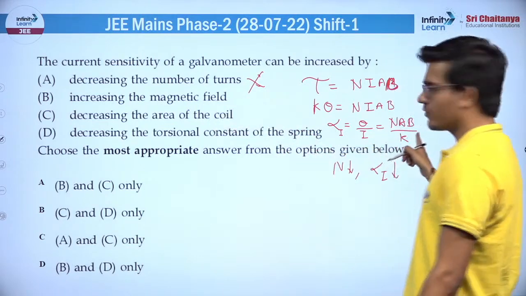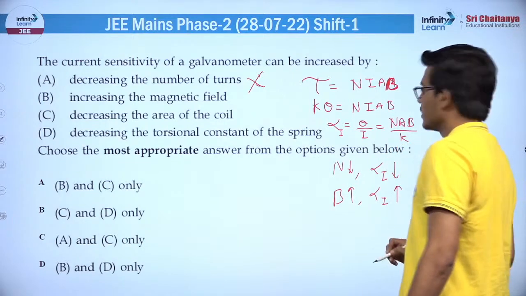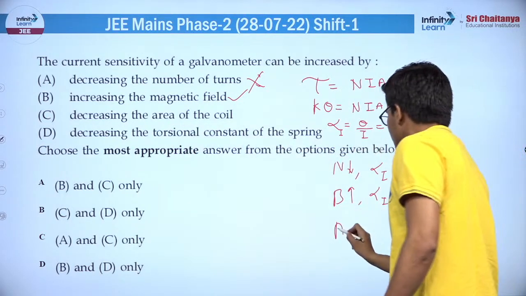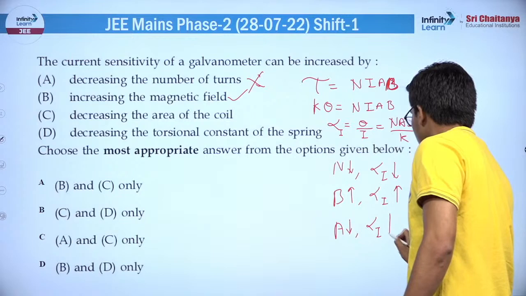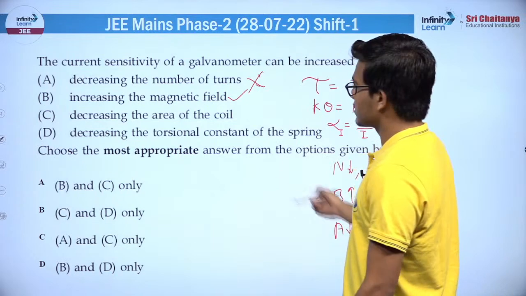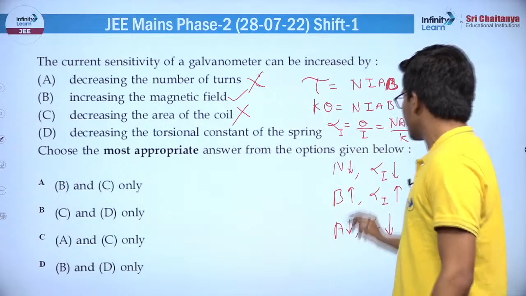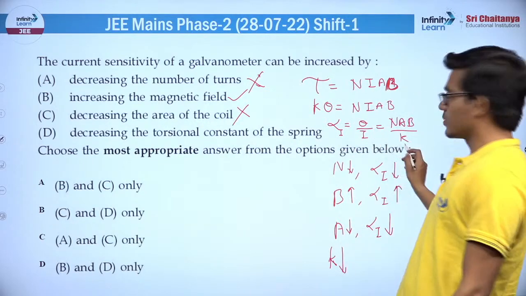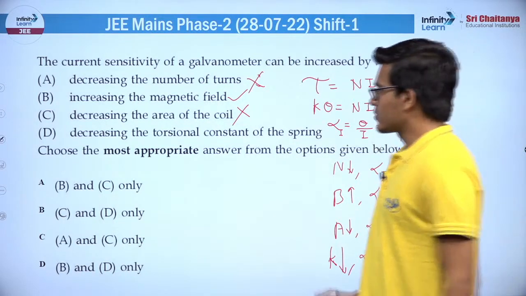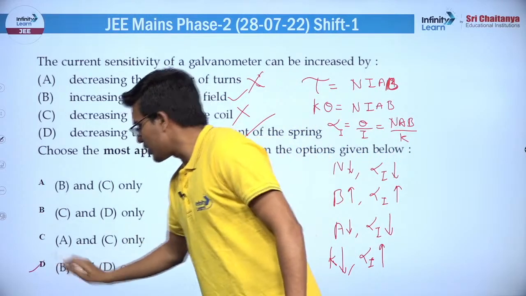Okay, increasing the magnetic field, if you increase the magnetic field, current sensitivity will also increase, right? So that one is right. Decreasing the area of the coil, if you decrease the area, current sensitivity will also decrease by seeing this formula, right? And the decrease is given and we want an increase, so this one is also wrong. Decreasing the torsional constant, if you decrease K, since it is in the denominator, current sensitivity will increase, right? So this one is also right. So what are the options which are right? B and D, that is given in D option.